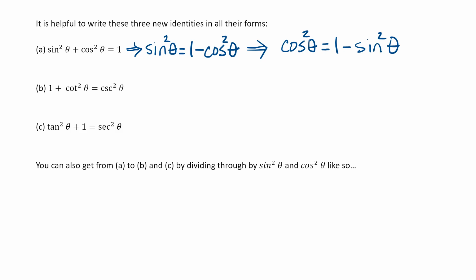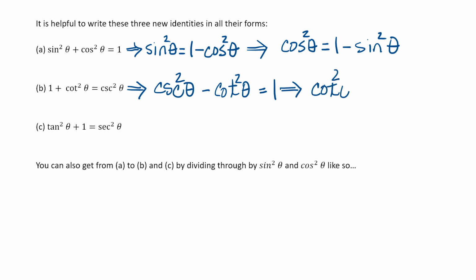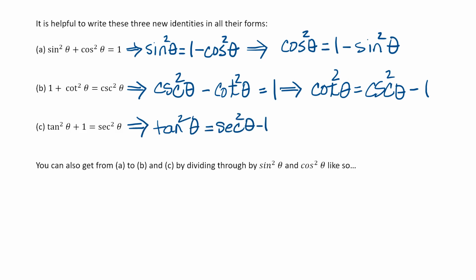1 plus cotangent squared theta equals cosecant squared theta can be written as cosecant squared theta minus cotangent squared theta equals 1. Another way to write that is cotangent squared theta equals cosecant squared theta minus 1. Tangent squared theta plus 1 equals secant squared theta can be written as tangent squared theta equals secant squared theta minus 1, and secant squared theta minus tangent squared theta equals 1.